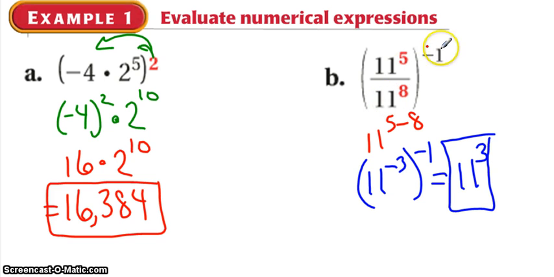The other way you could have done this is you could have distributed that negative 1. Then you would subtract. And the other way you could have done this is, notice that it's a negative exponent. You would have to flip: the 11 to the 5th would go to the bottom, and 11 to the 8th would go to the top. Then you would subtract, and you would still get 11 to the 3rd power.